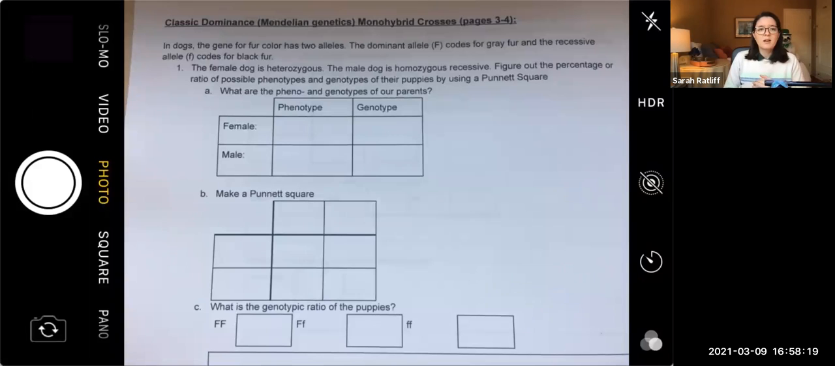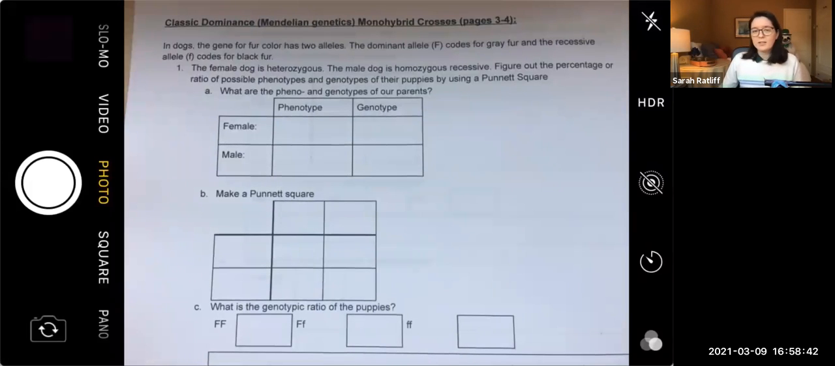Great. All right, so number one, the female dog is heterozygous. The male dog is homozygous recessive. Figure out the percentage ratio of the possible phenotypes and genotypes of the puppies using the Punnett square. So let's break this down bit by bit here. I'm also using different colors, which gets me very excited.